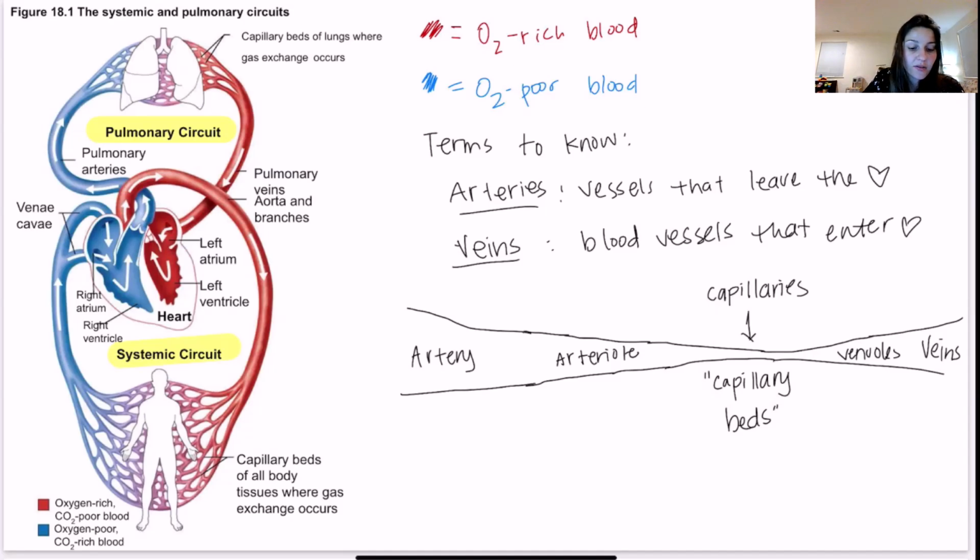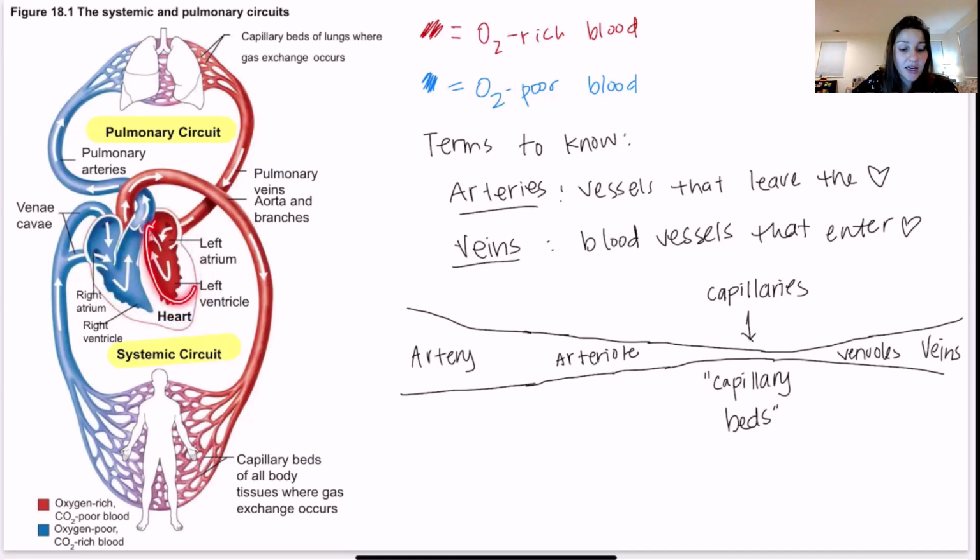Okay, so we have the heart here. The heart has a bunch of chambers, some top chambers and some bottom chambers. Regardless, we have a right side of the heart. And again, this is anatomical, right? So this would be the patient's right. And then we have a left side of the heart.